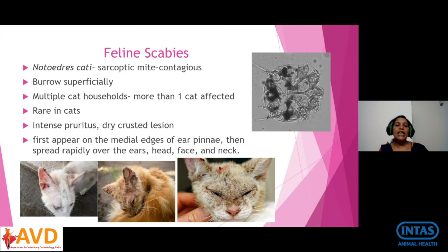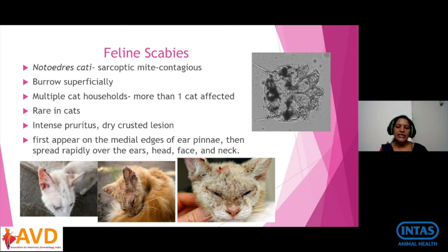Feline scabies, which is caused by Notoedres cati, that is also a sarcoptic mite, is contagious. It burrows superficially, and in multi-cat households more than one cat will be affected, and this is seen rarely. Notoedres is also rare in cats, but can affect cats. Intense pruritus and dry crusted lesions can be seen. It mainly affects the ear pinna, and spreads over the ears, head, face, and neck.